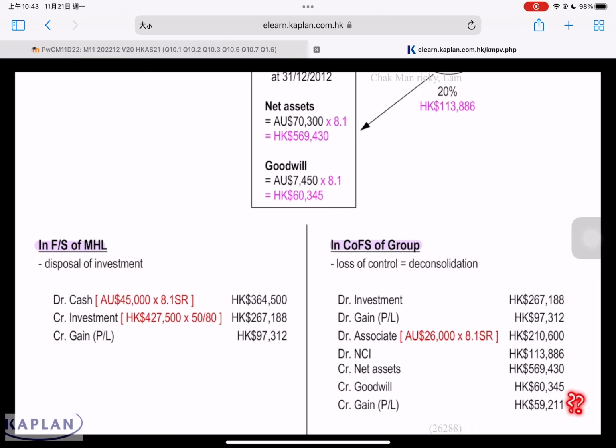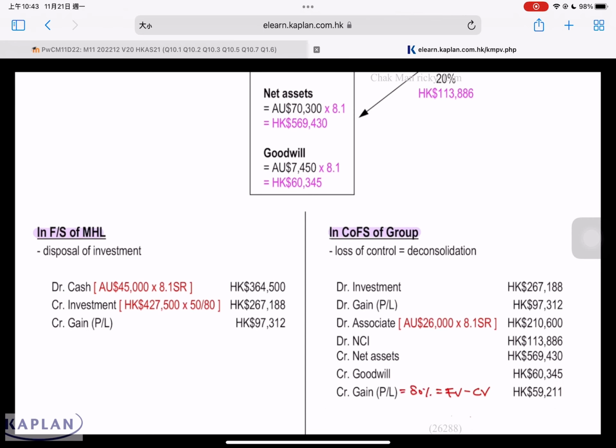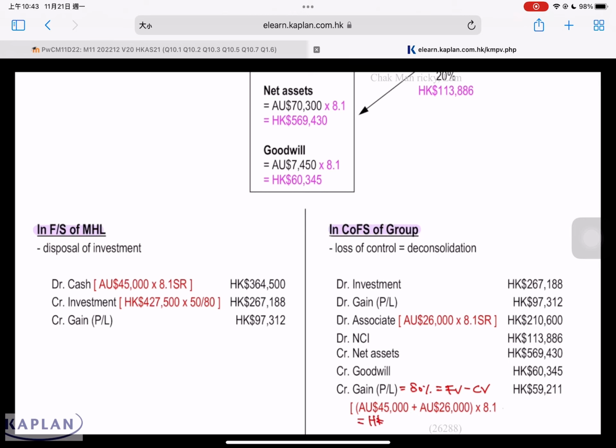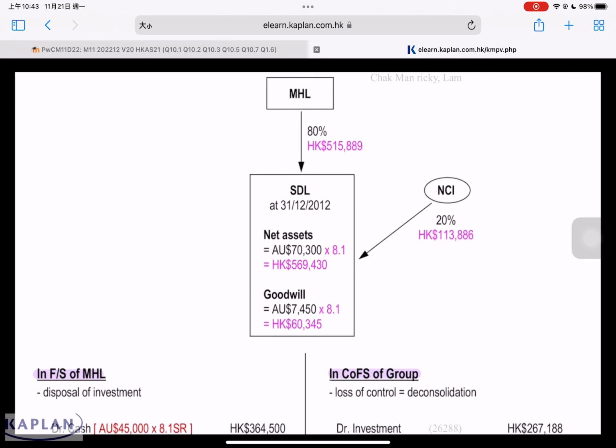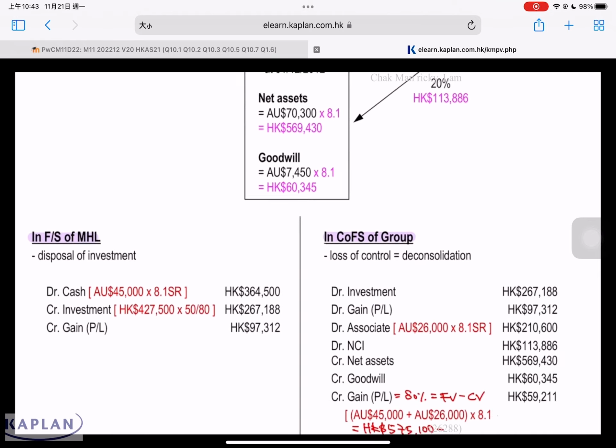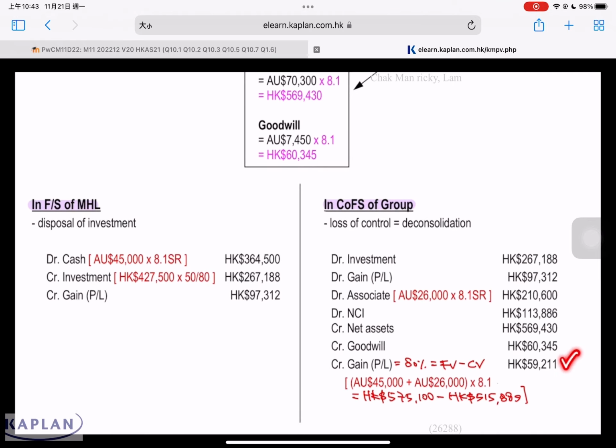What is this gain about? It's using this formula. So the 50% for 45, the remaining 30% is 26, transfer to associate. Multiply by 8.1. So that gives us Hong Kong dollar 575,100. This 575,100 compared to this 515,889, there's a difference of 59,211. This 59,211 is the difference between the carrying value and the fair value.